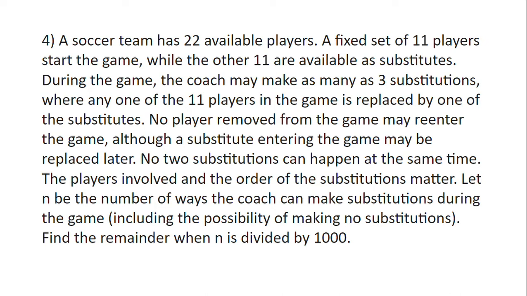No 2 substitutions can happen at the same time. The players involved and the order of the substitutions matter. Let n be the number of ways the coach can make substitutions during the game, including the possibility of making no substitutions. Find the remainder when n is divided by 1,000.